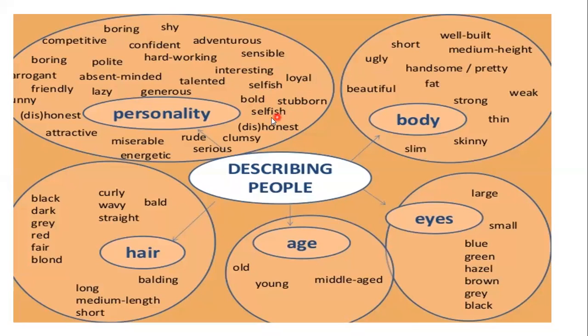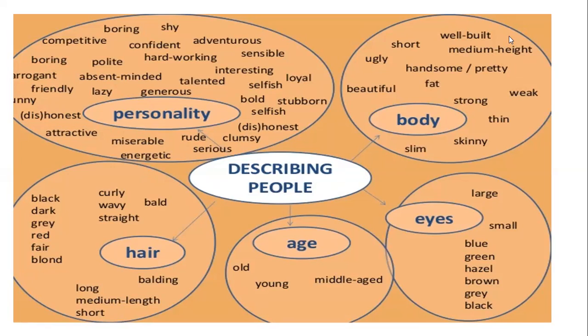Stubborn, es como un poquito necio, ¿verdad? Selfish, ya dijimos que es egoísta. Dishonest, deshonesto. Clumsy, es como un poquito bobo. Rude, rudo. Serious, serio. Miserable, miserable, pero no de tacaño, ¿verdad? Sino de malo. Energetic, energético. Attractive, atractivo. Vean que más adelante vamos a aprender los prefijos, porque podemos cambiar de honest a algo totalmente opuesto y decir dishonest. Friendly, amigable, arrogant, arrogante, ya dijimos boring, aburrido.